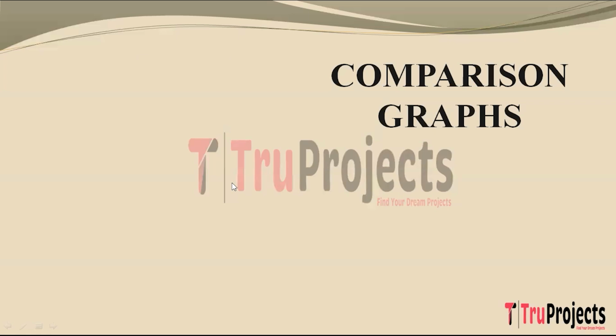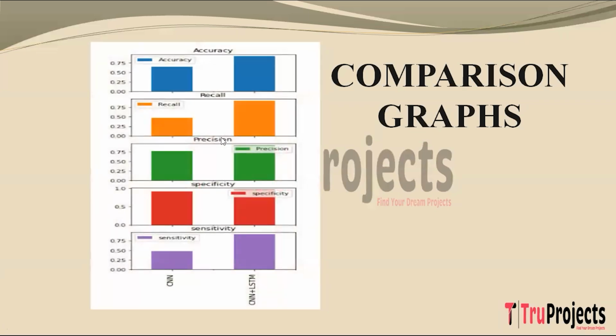Now we'll see the comparison graphs. This bar graph consists of subplots, each representing the accuracy, recall, precision, specificity, and sensitivity comparison graphs. In this graph, on the x-axis, I have algorithm names, and on the y-axis, I have respective scores. Accuracy measures the proportion of correctly classified instances out of total instances, providing an overall assessment of model performance.